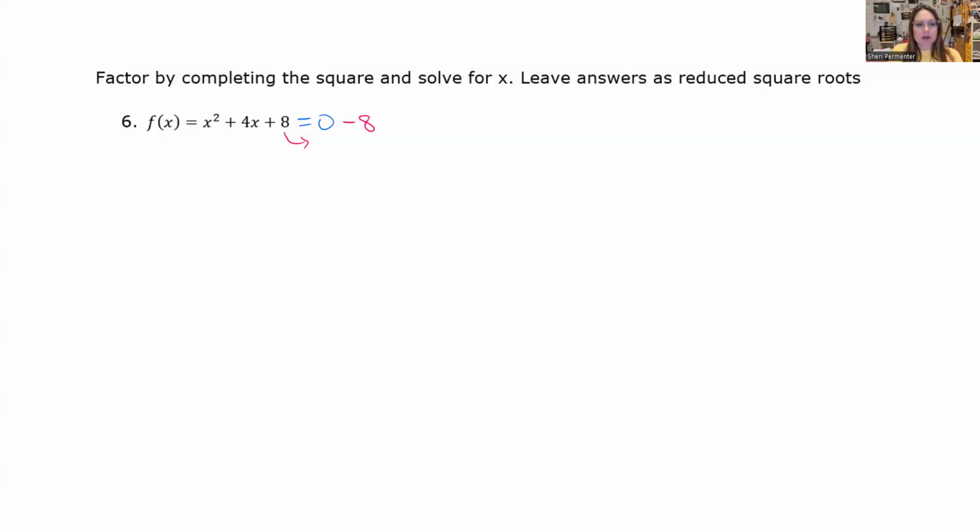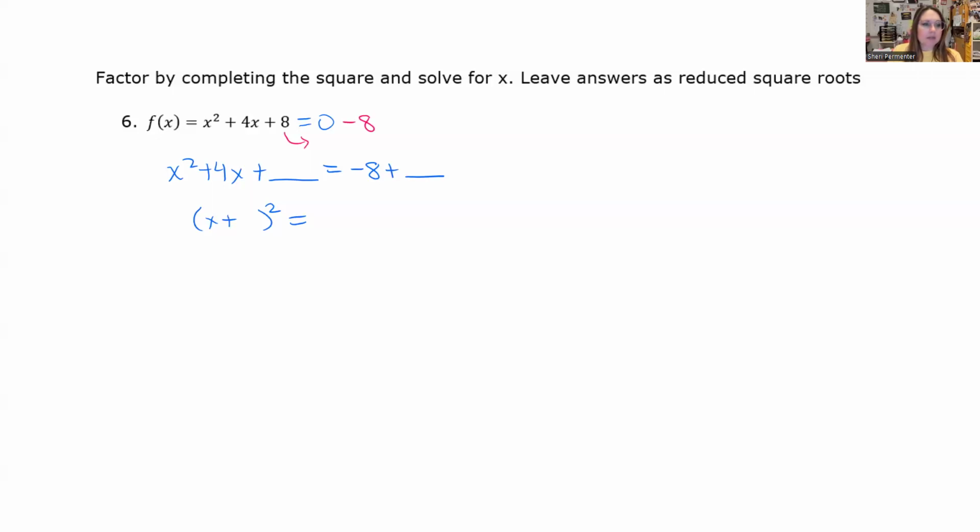From here, I'm going to rewrite the next 2 lines. X squared plus 4x, always plus blank, equals negative 8 plus blank. The next line is factored. And since the b term is positive, in the parentheses will be positive.